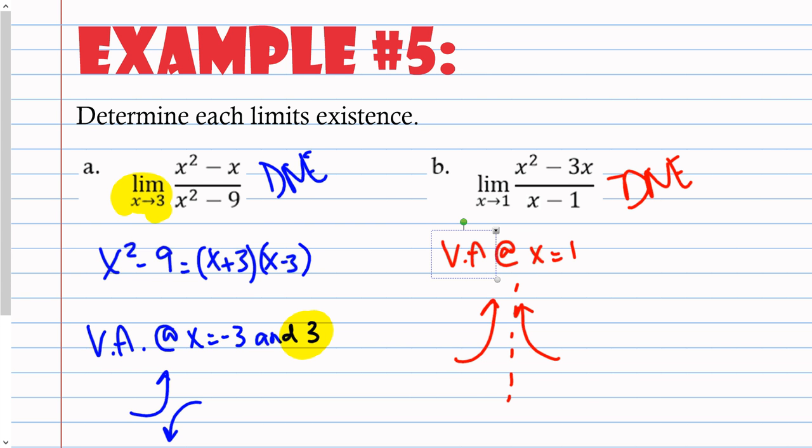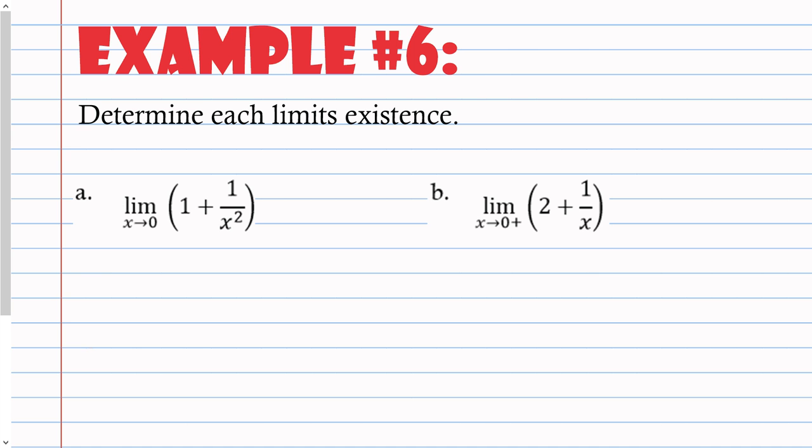Now, if one-sided limits are different, the only way you could tell the one-sided limit is to either do it numerically, like example 4, or graph this function. Okay, so yeah. Example 6, determine each limit's existence.